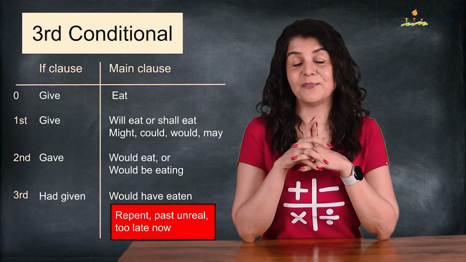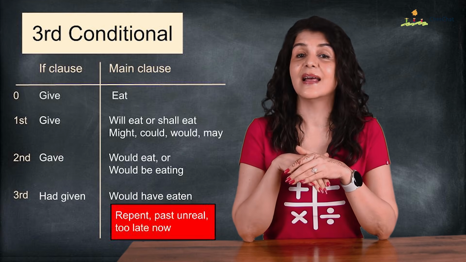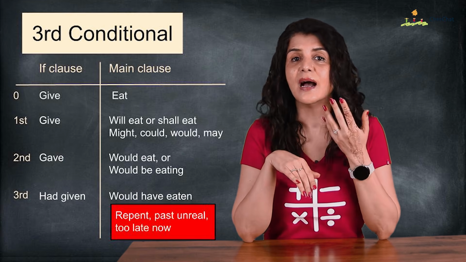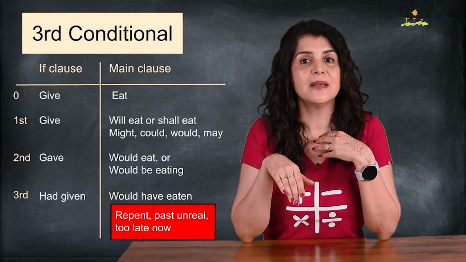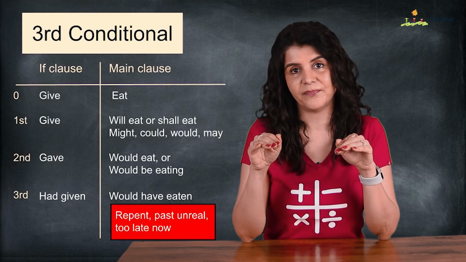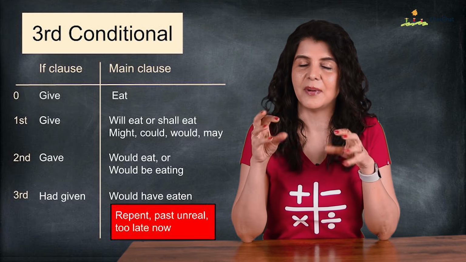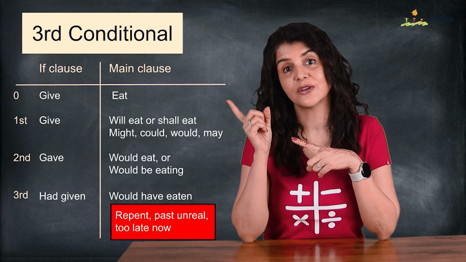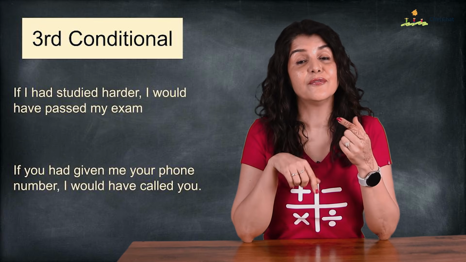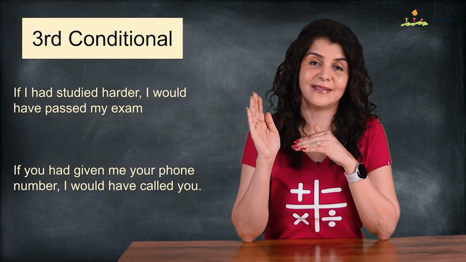Now, the third conditional. If I had given Simbi food, she would have eaten. It's like I'm repenting that I did not give it to her. If I had known you were in hospital, I would have visited you. I'm feeling bad that I did not do something in the past. Again, this is unreal. Nothing of this is happening. Someone is just thinking and imagining and repenting that if they had done something different in the past, then some other result would have happened in the past. If I had studied harder, I would have passed my exams.